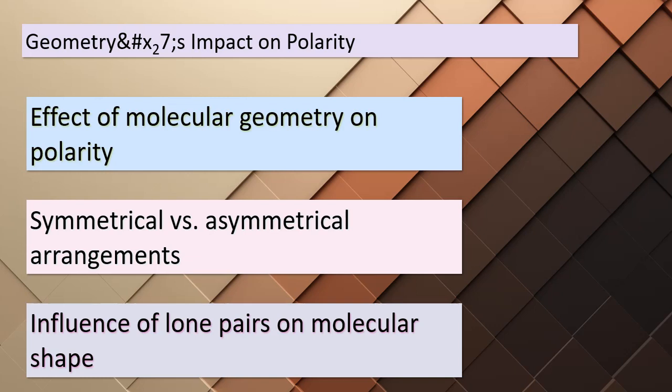Remember, lone pairs of electrons can also influence a molecule's shape, making it deviate from the expected geometry. So, whether a molecule has lone pairs or not, and how they're positioned, can greatly impact its polarity. Let's move forward and explore the practical application of these concepts.